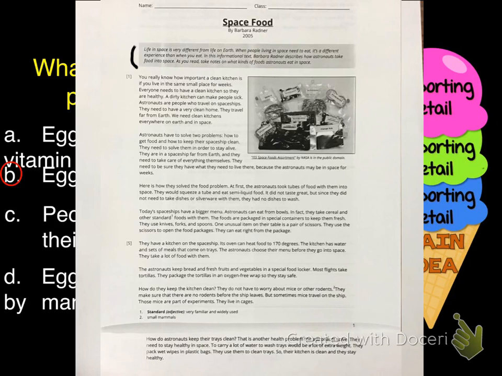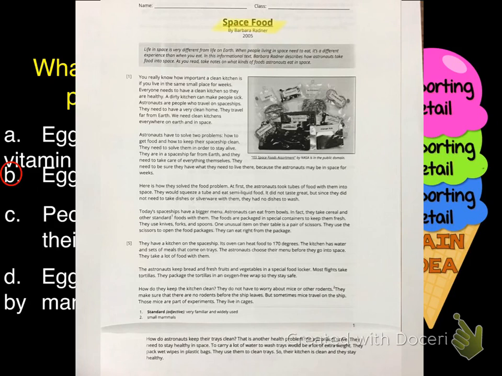So let's review. Where's the main idea stated in a text? The PowerPoint tells us that we will look at the first, meaning our first paragraph, and we will look at the last, meaning our last paragraph, to find the main idea. And of course, we know that the title always tells us the main idea. And what is the title of this article?